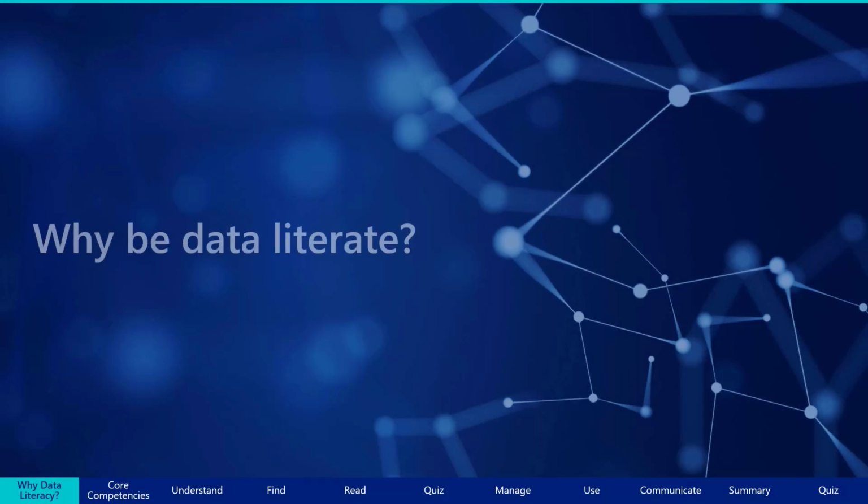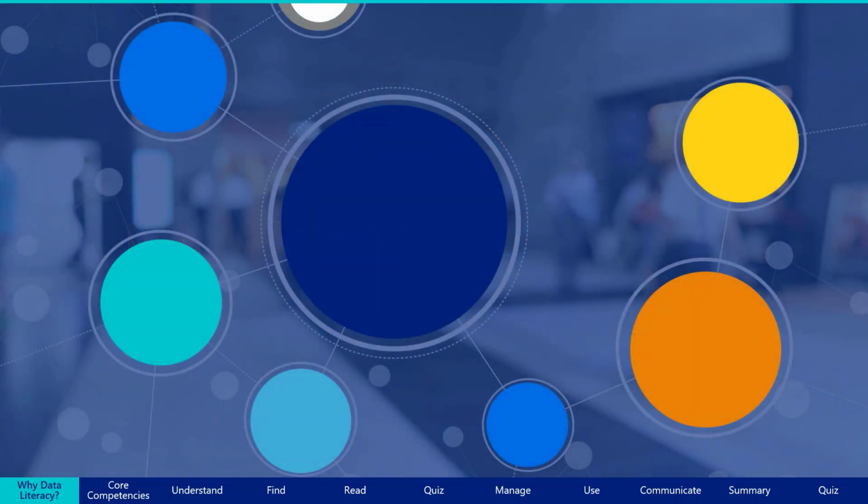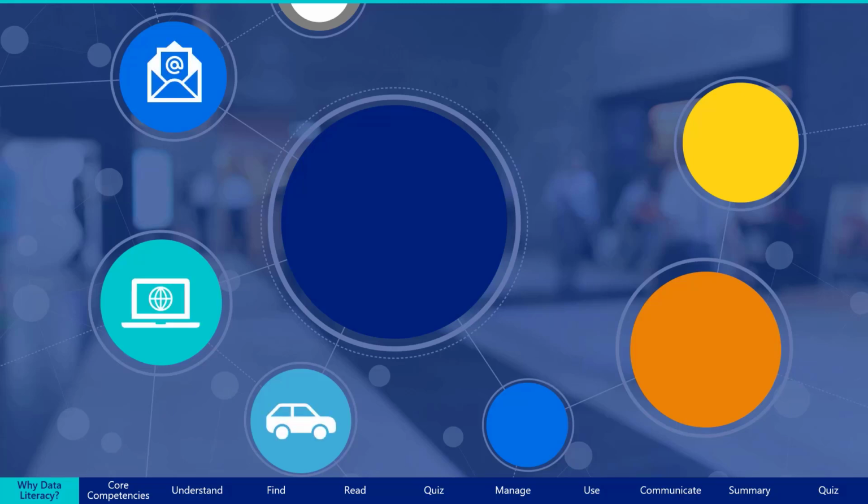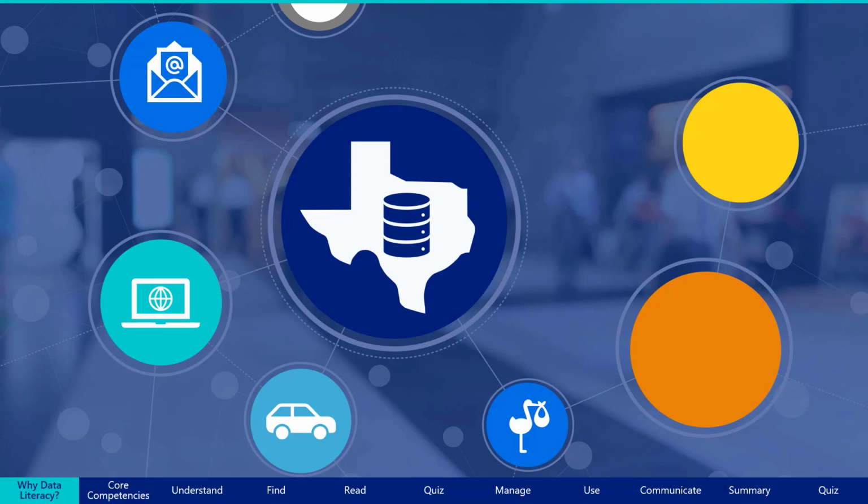Let's talk about why it is important to be data literate. Data and information are being created constantly. Every time an email is sent, a website is visited, a vehicle registration is renewed, or a baby is born, new data and information are generated. Texas state agencies and institutions of higher education are awash in data. Organizations and their employees must understand what data exists under their protection and what their responsibilities are, in order to be good stewards of this strategic asset.